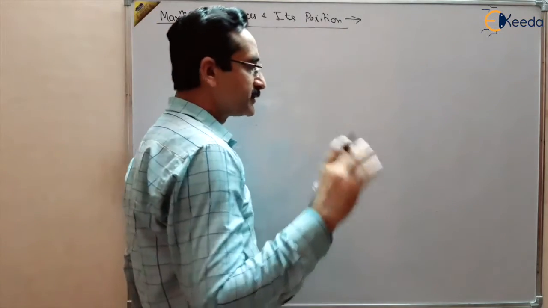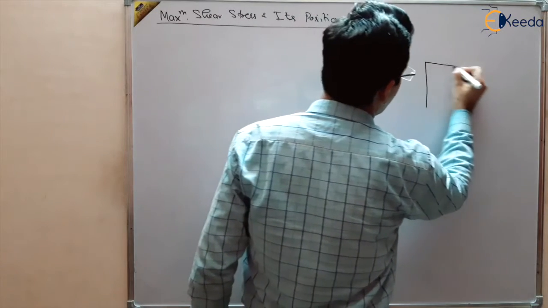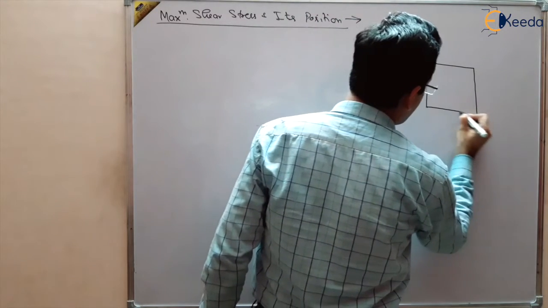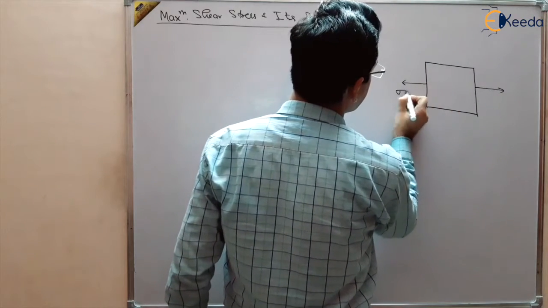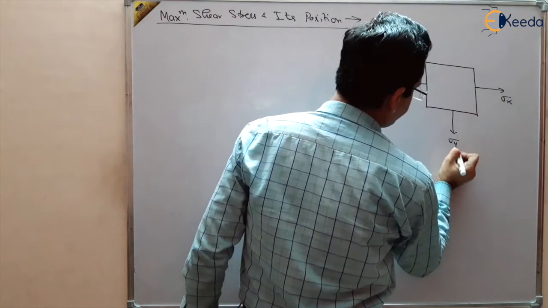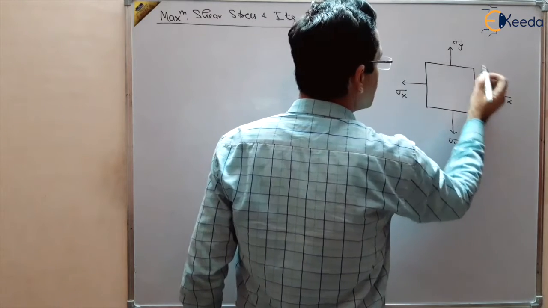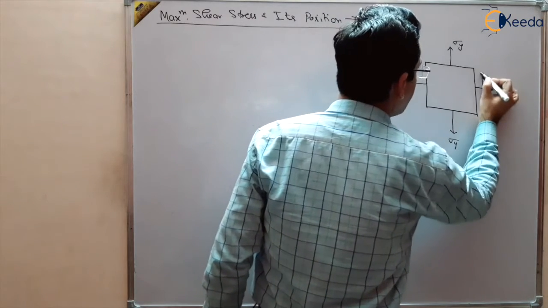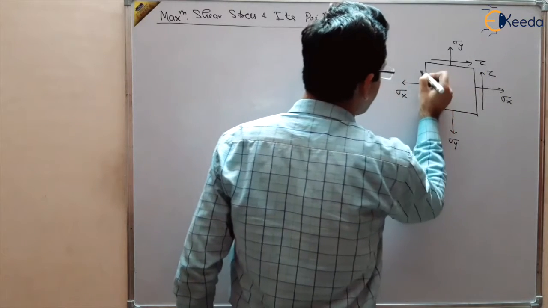So we are taking the generalized case in which the normal stresses are on the mutually perpendicular planes and shear stresses are also acting like this. This is our most general case. Shear stresses are acting on this plane. This is tau, this is tau. These are the shear stresses acting on this plane.